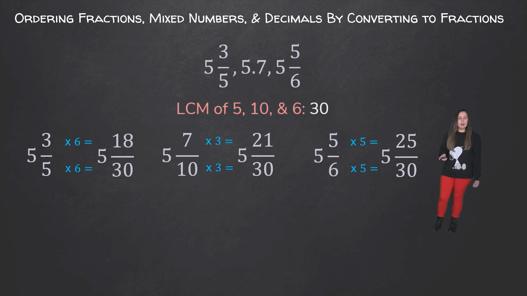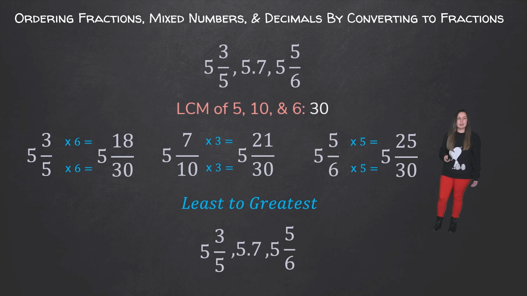So, now we have 3 mixed numbers, all of which have the same denominator. We have 5 and 18 over 30, we have 5 and 21 over 30, and we have 5 and 25 over 30. And the smallest one out of these is 5 and 18 over 30, which is equal to 5 and 3 over 5. Then we have 5 and 21 over 30, which is equal to 5 and 7 over 10. And then we have 5 and 25 over 30, which is equal to 5 and 5 over 6. And that's our values written in order from least to greatest.